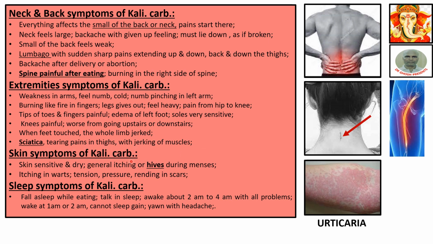Skin symptoms of Kali carb: sensitive, dry. General itching or hives during menses. Hives, this is hives. Hives and urticaria are the same thing. Itching in warts, tension, pressure, rending in scars. Sleep symptoms of Kali carb: fall asleep while eating. Talk in sleep, awake about 2 am to 4 am with all problems. Awake at 1 to 2 am or 2 am, cannot sleep again. Yawn with headache.